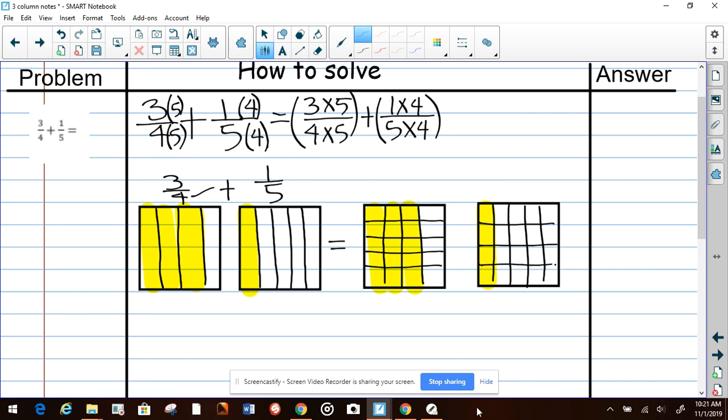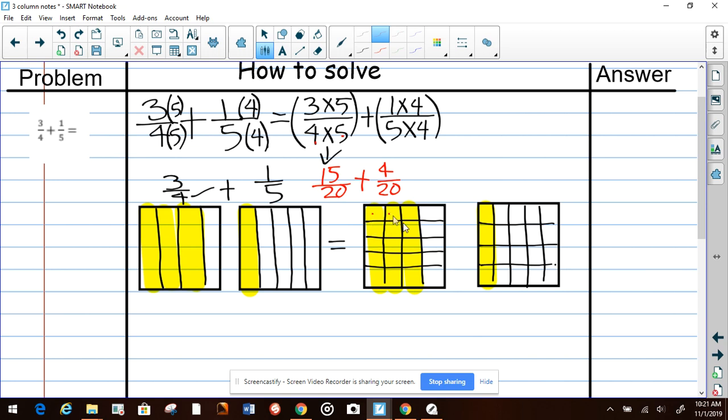Now, the total of these has to match our multiplication up here. So let's do our multiplication first. This must be 3 times 5 equals 15, over 4 times 5 equals 20, plus 1 times 4 equals 4, over 5 times 4 equals 20. Well, let's see if this is true on our fraction model. This one says 15 over 20.